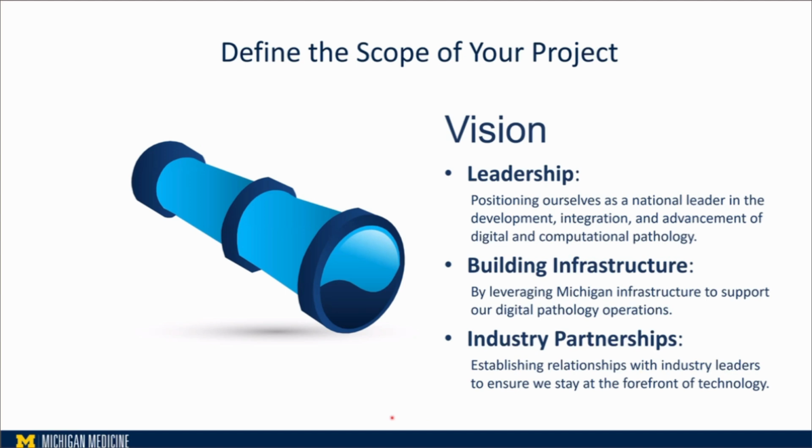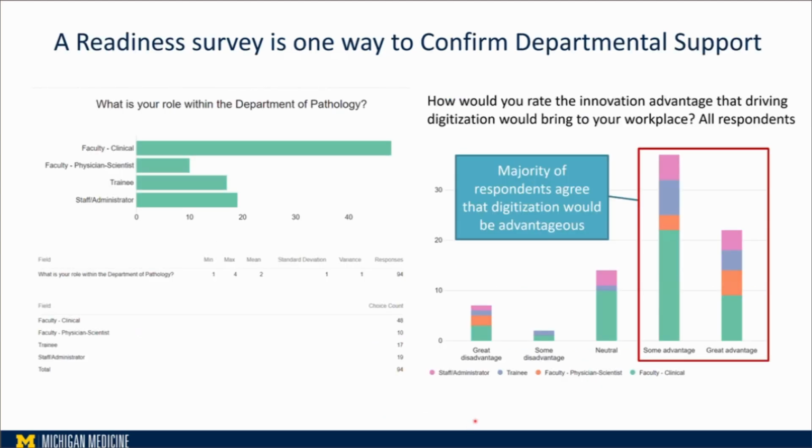We also want to leverage the infrastructure that Michigan Medicine already has to support our digital pathology operations. And we want to establish relationships with industry leaders, with multiple vendors, to ensure we stay at the forefront of the technology. Also, before going into digital, one of the things we took into account was that we wanted to understand the readiness of our department to go into digital.